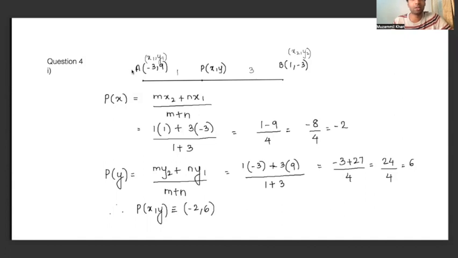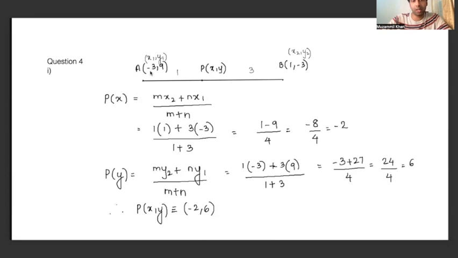Next, question 4, again a simple one based on section formula in which they had given the coordinates of the endpoints, and we were given the ratio as well, and we had to use the section formula for internal division, that's mx2 plus nx1 upon m plus n for the x coordinate, and my2 plus ny1 upon m plus n for the y coordinate. And it's a very simple substitution. The solution can be seen here, and the final answer was -2, 6.